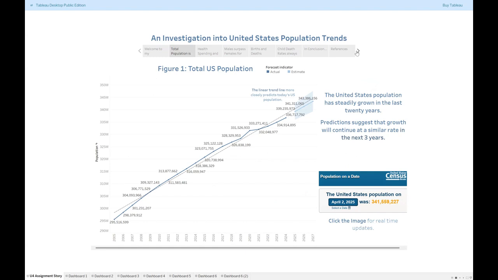The United States Census Bureau provides up-to-the-minute information about this metric. Please click on the bottom right image for access to this information.